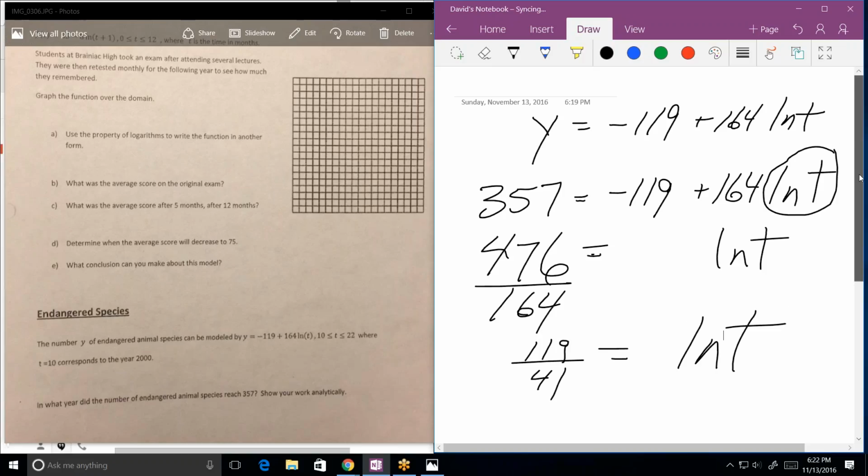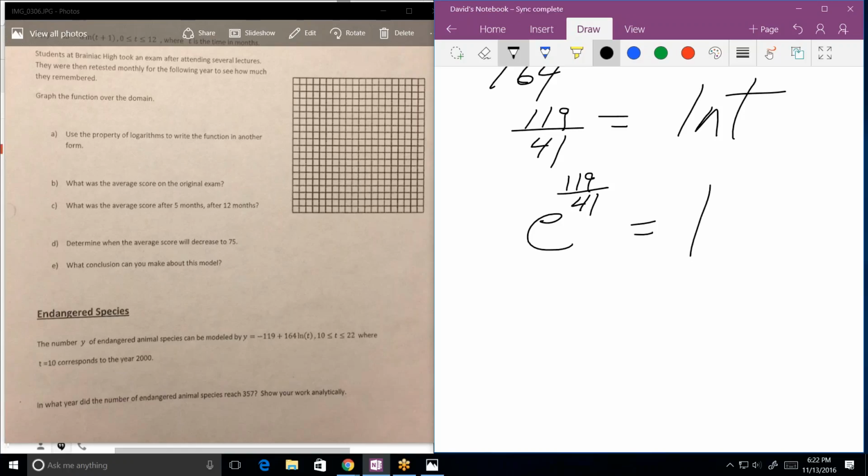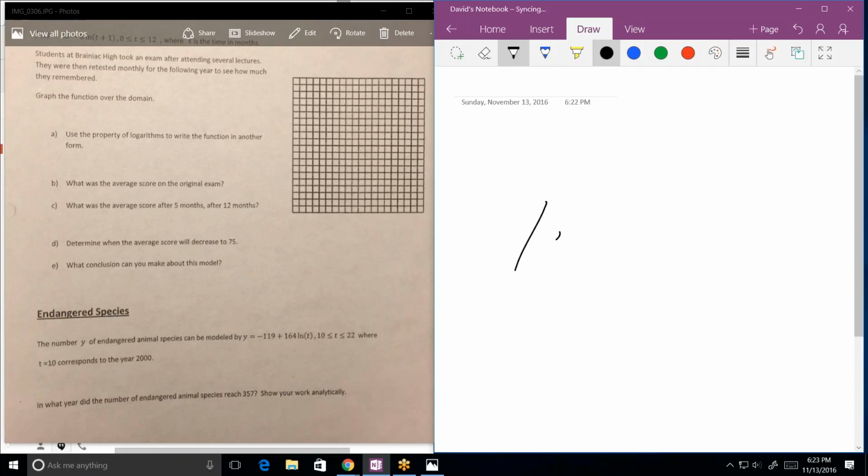Now we have a log equation. You solve log equations by converting it to exponential format. What's the exponential expression here that we need? Would it be e to the 119 over 41? Correct. Equals t. That's it. The way I usually think of this, let's take a whole different one. Let's say I had the log base 7 of x equals 10. There's a log equation right there.